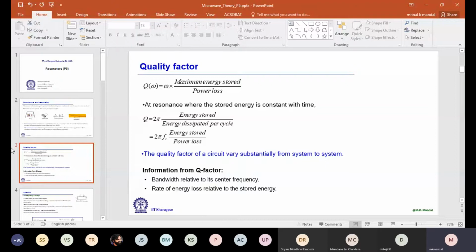Well, so quality factor, of course, will depend on different guiding structures, substrate parameters, basically the electrical parameters related to sigma, its dielectric constant, and other things. Because other things means, let's say you are designing a microstrip line.